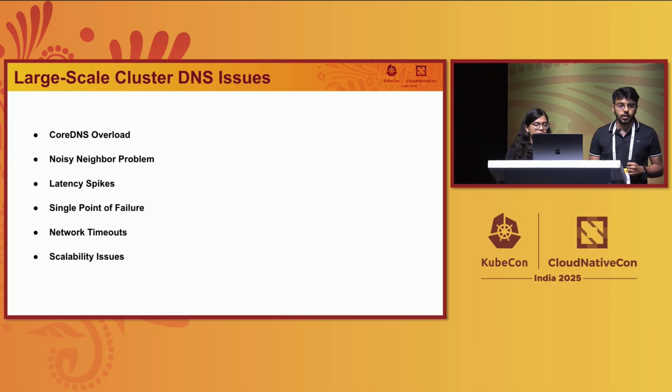Single point of failure. Over-reliance of CoreDNS without redundancy can lead to single point of failure for DNS resolution in the Kubernetes cluster. Network timeouts. Now, during a peak load hours, the CoreDNS may not be able to resolve few DNS queries, which leads to application errors and service disruptions. Lastly, we have scalability issues. Even with horizontal scaling of CoreDNS, we tend to face these network and DNS issues, indicating a problem beyond resource allocation.